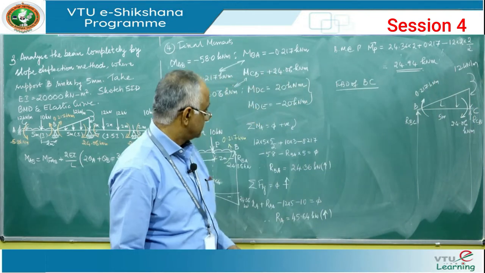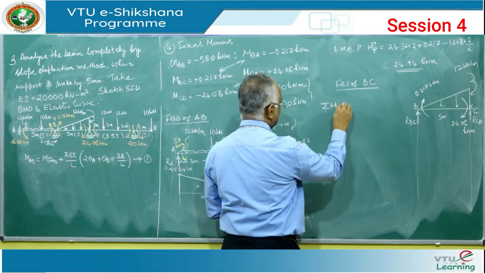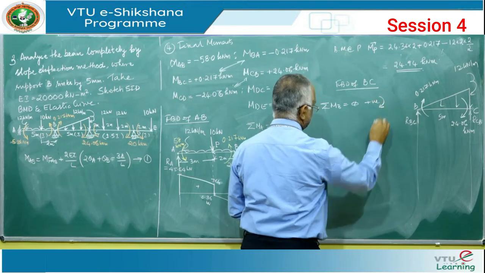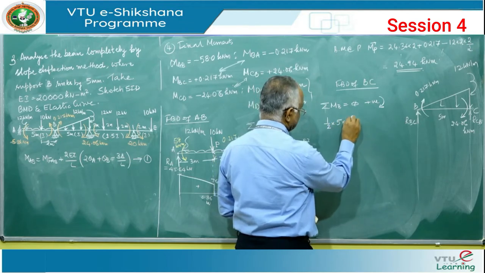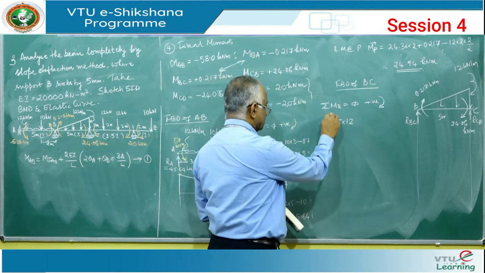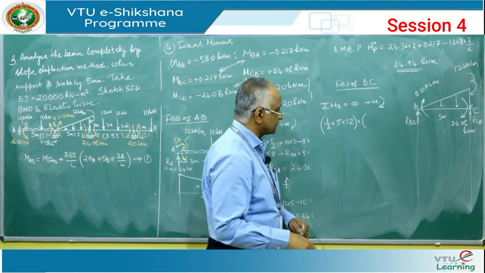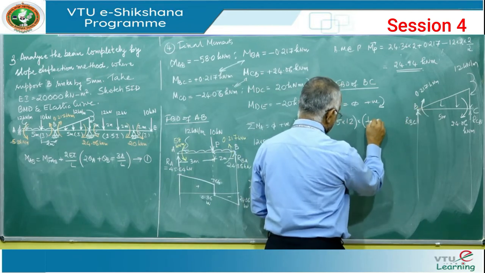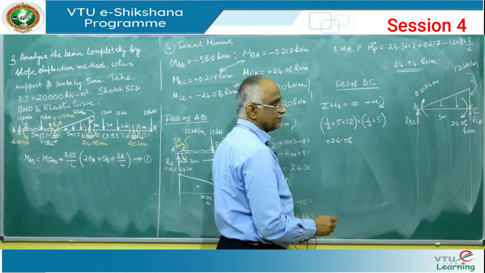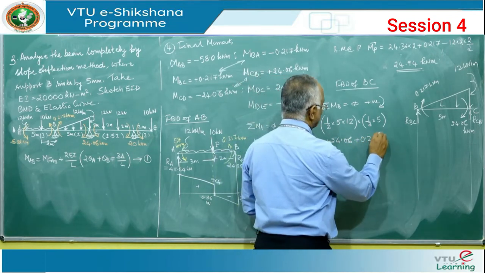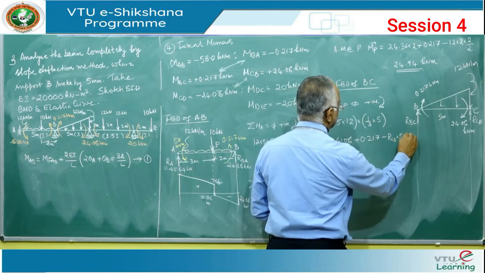So take moment about B. Taking moment about B and equating to 0. Triangular load, we know how to take the moment. Half into base is 5, into height is 12. This is the total load multiplied by where it is acting, because the triangular load will be at a distance of 1/3 from the base, or 2/3 from the apex. Since we are taking moment from the tip at the point, 1 by 3 of 5. It is positive moment, plus 24.06, it is also positive clockwise, plus 0.217, it is also positive clockwise, minus RCB into 5 equal to 0.